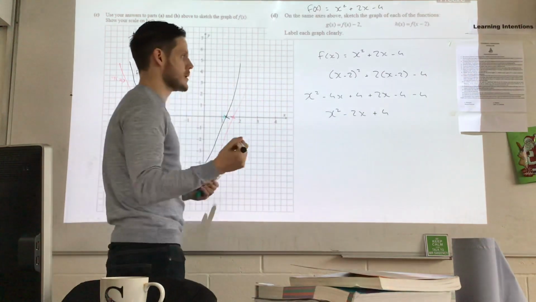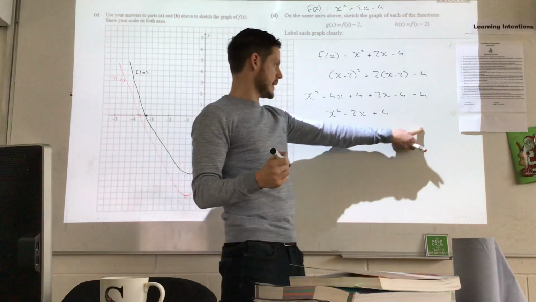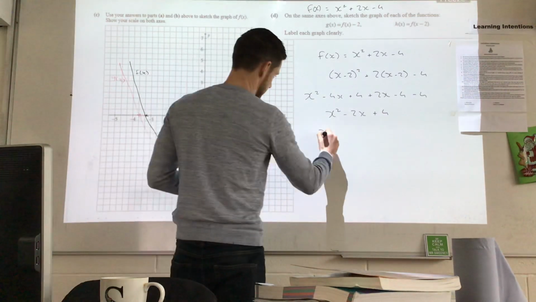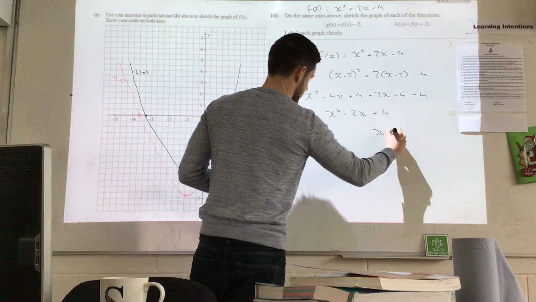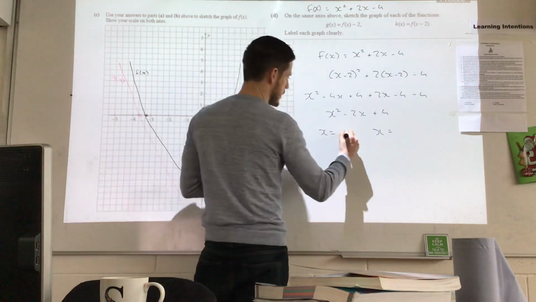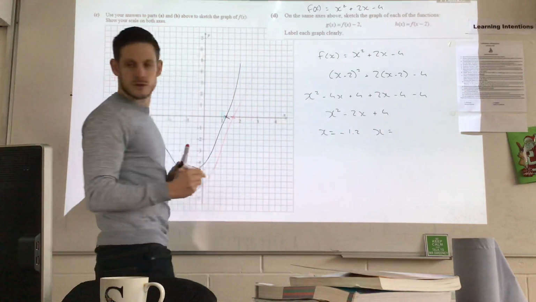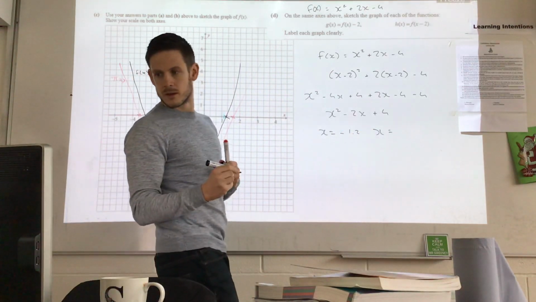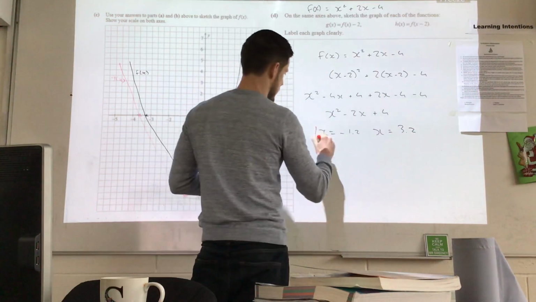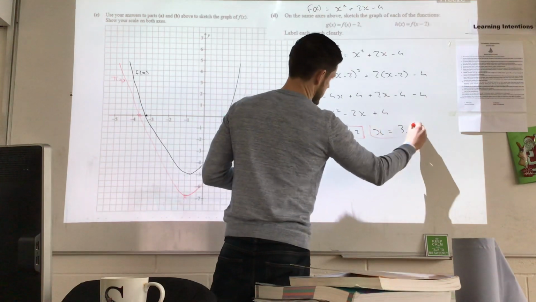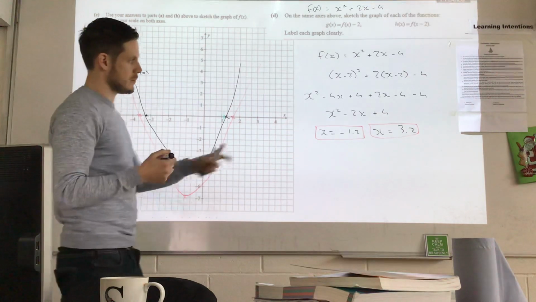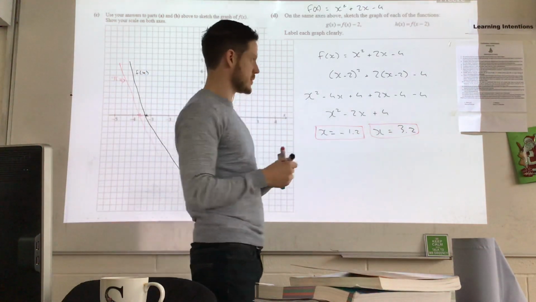And again, we can use our minus b formula. So we can sub this into our minus b, and that will give us our roots, which is where it crosses the x-axis. So we sub it into our minus b, we get 2 answers. We're going to get x is equal to minus 1.2, and we're going to get x is equal to 3.2. So this is where we cross our x-axis. So minus 1.2 and 3.2.